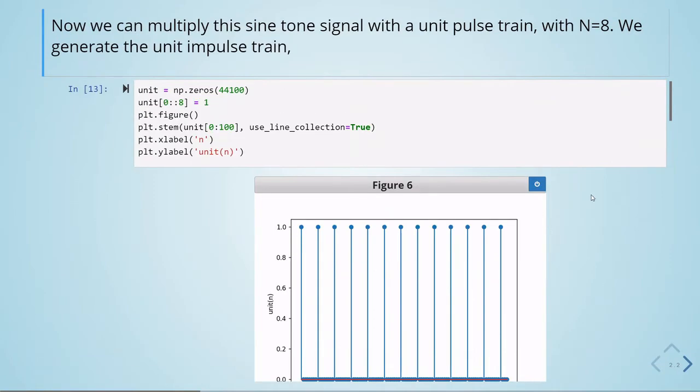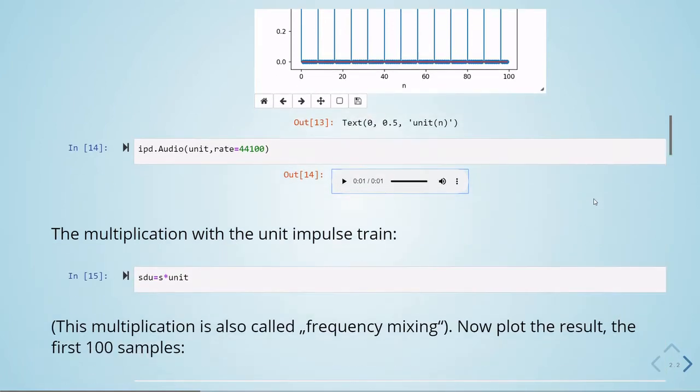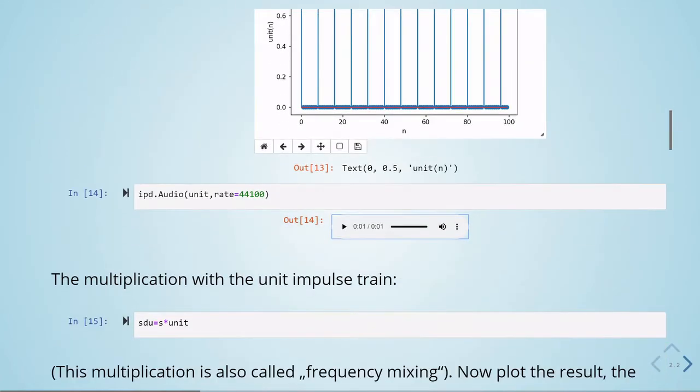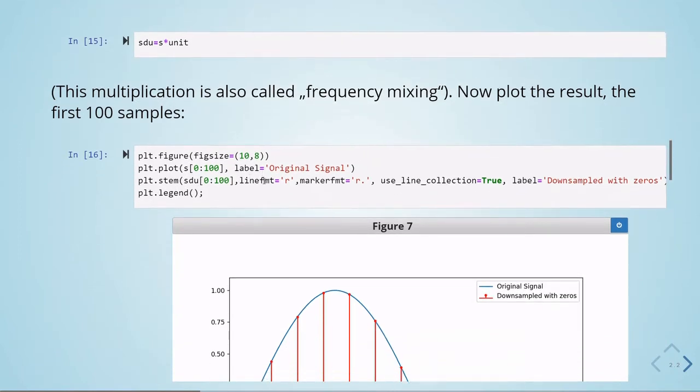Then we can listen to this unit pulse train. This is how it sounds, and we are now multiplying our signal with the unit pulse train. This is what I'm calling here SDU, our signal times this unit pulse train, and this multiplication is also called frequency mixing, and we can plot the result for the first 100 samples.